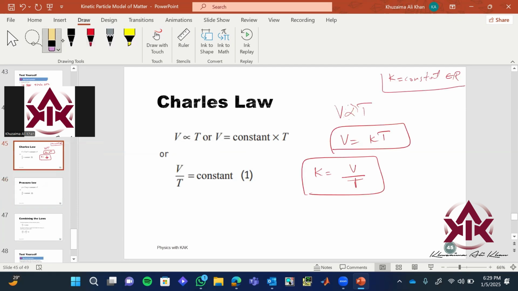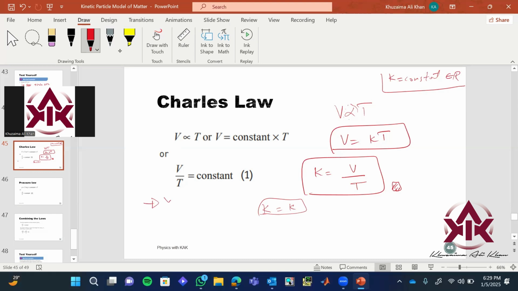Okay. So let me just fix it. Let's say this is the relation shown here. So you can also equate the two constants. Let's say you have two temperature values and one volume given to you, and you want to find the other volume at the other temperature.